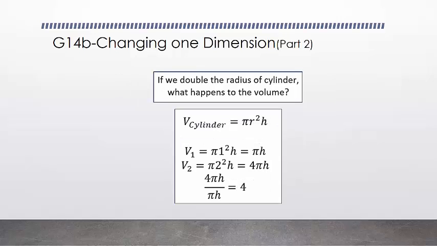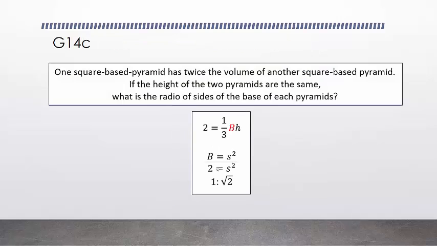Now, if we double the radius of a cylinder, what happens to the volume? We just plug in 1, and then do another one with 2. You could do 1 and 2, or 2 and 4, or 3 and 6, as long as the ratio is 2, or doubling. So we see that results in a 4 times increase.